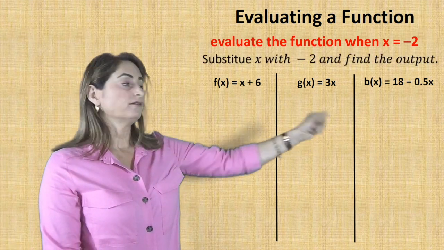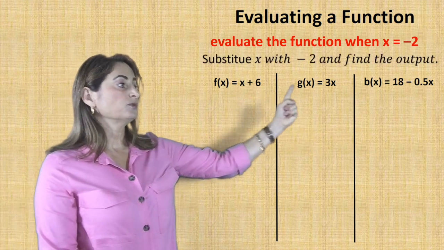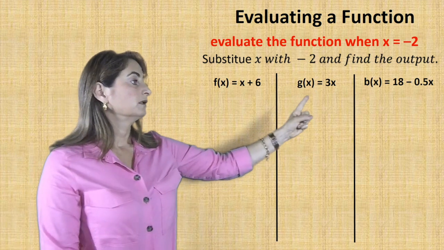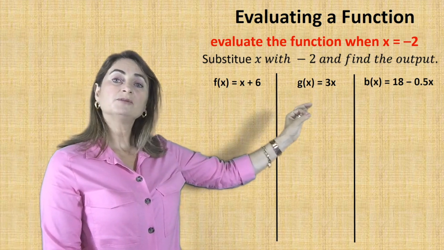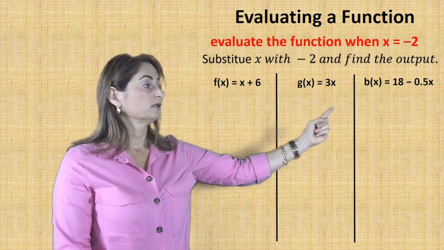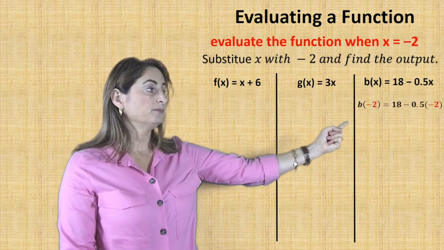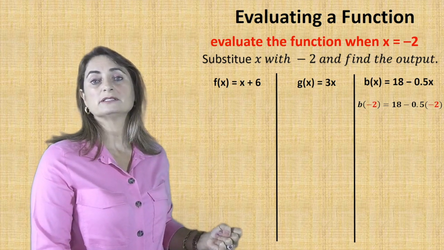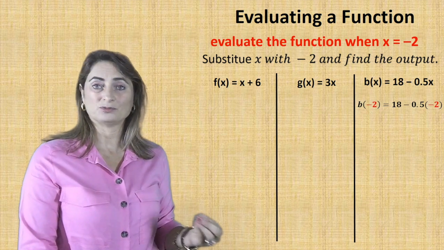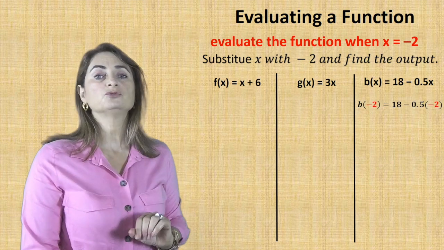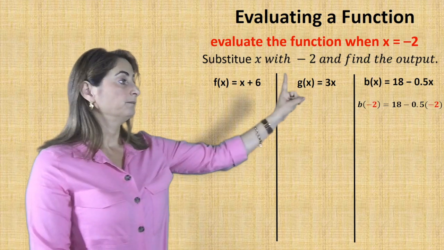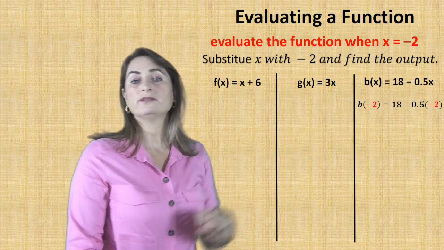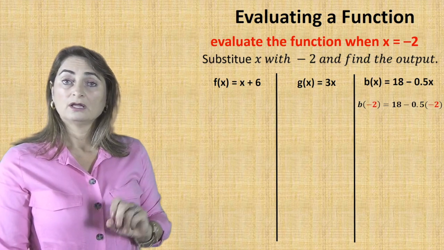Let's start with the far right. Substitute x with -2 and find the output. Every time you see x, replace it with -2. So b in parentheses -2 equals 18 minus 0.5 in parentheses -2, because I'm replacing x with -2. I want you to watch the difference between b of -2 and 0.5 times parentheses -2.